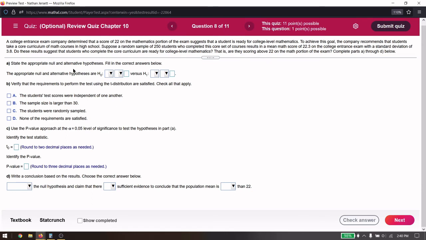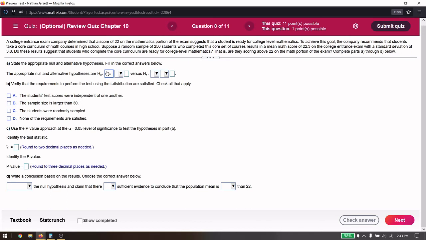Okay, so we're going to state the appropriate null and alternative. So a college entrance exam company determined that a score 22 is ready. So that's what we're starting with. Is we're saying, in this case, is it the sample statistic, or is it the mean?